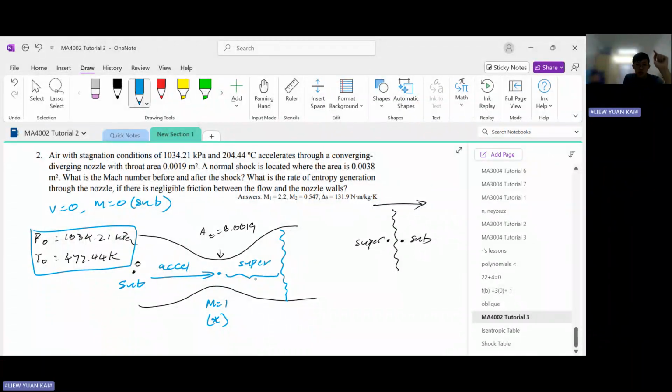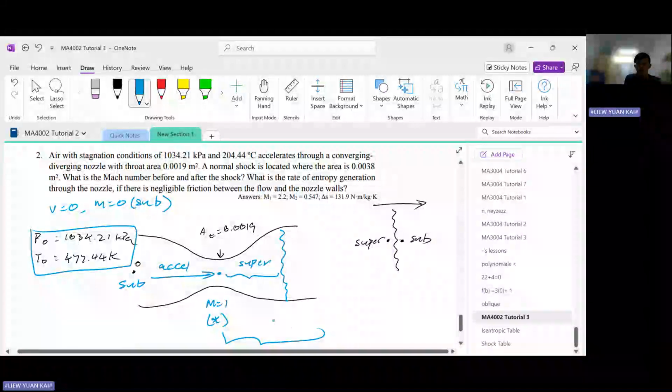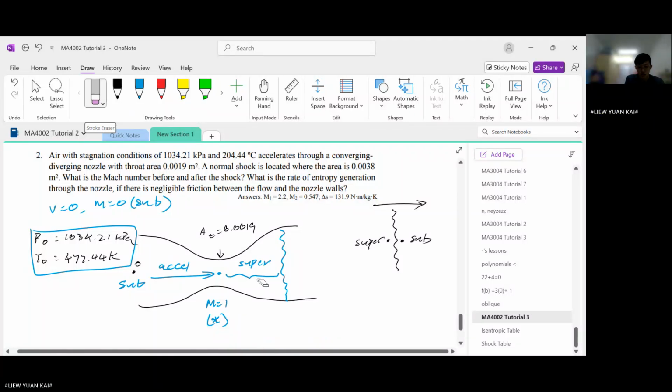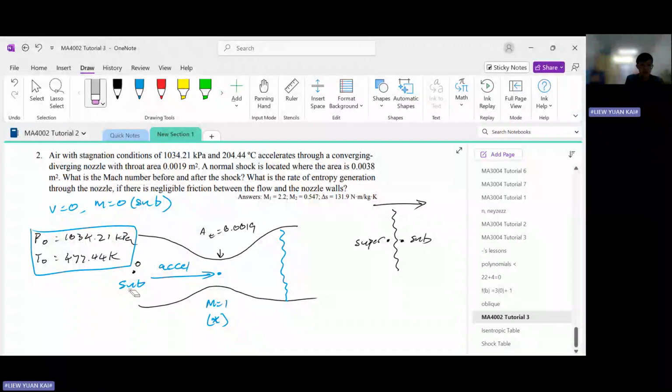You see? So only in the diverging section of the nozzle can the shock occur, because prior to the shock, there must be a supersonic flow. And supersonic flow can only occur in here, in the diverging half of the nozzle. Okay? This is for this specific question. So yeah, the shock must necessarily occur in the diverging section of this nozzle. So that's the correct answer for where the shock sits.